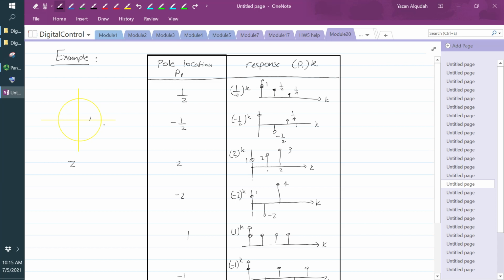This is the unit circle. This is 1. This is 1. This is, sorry, this is 1. This is -1. This is j1. This is negative j1.